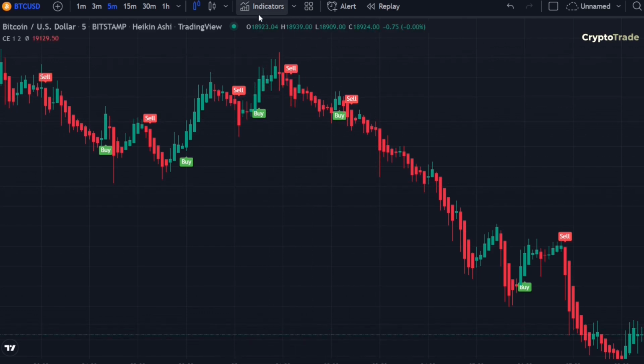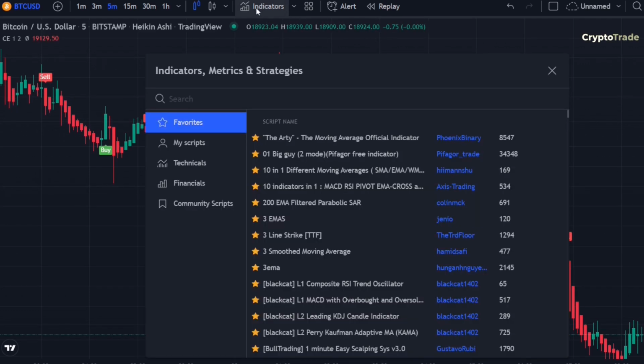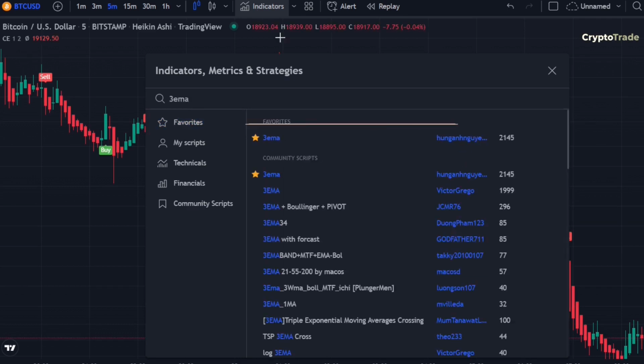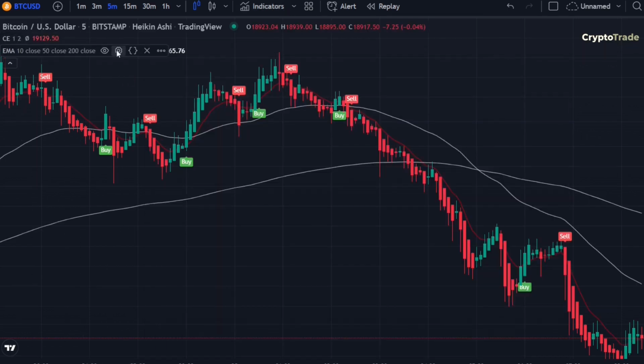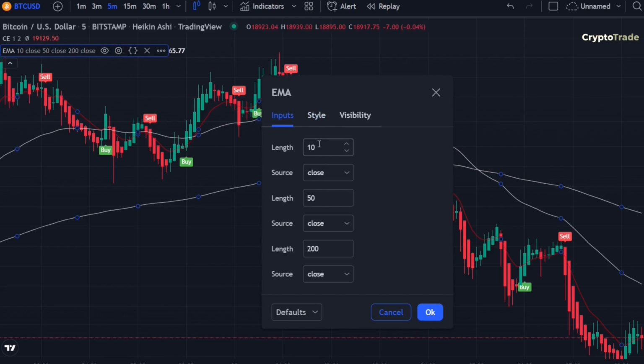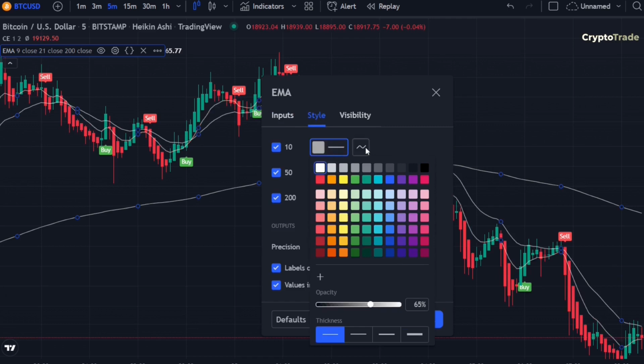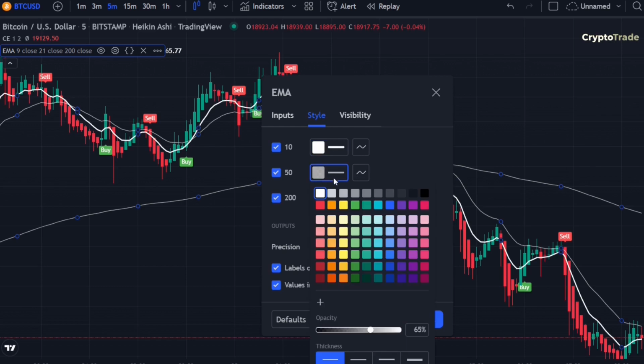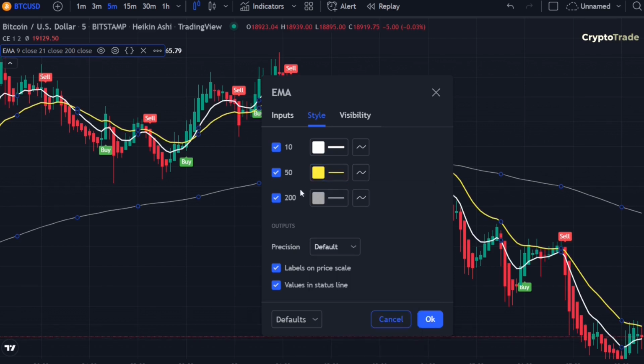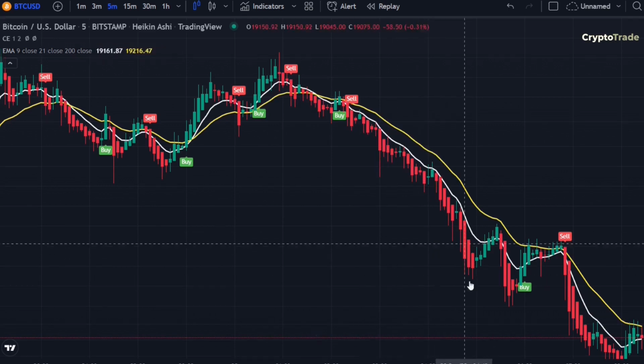To add the second indicator to the chart, open TradingView search bar and type 3 EMA. Select this indicator, as shown here in the video. Click on Settings and in the Inputs tab, change the length 10 to 9 and length 50 to 21. In Style tab, change the color of the first checkbox to white, set the opacity to 100% and increase thickness a little bit. Change the color of the second checkbox to yellow, set the opacity to 100% and increase thickness a little bit. Uncheck the third checkbox. Click OK to finish. Setup is now complete.